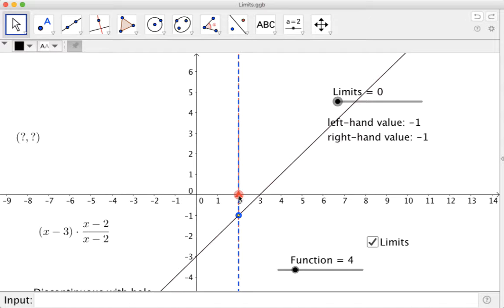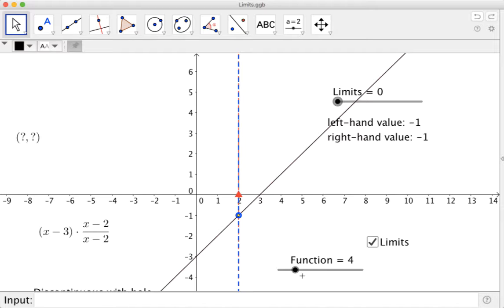And the reason is, as x gets closer and closer to 2, the left and right hand values approach negative 1, and we can get them as close to negative 1 as possible. So the way we would evaluate this limit is by plugging the value of x is equal to 2 into just this part of the function here, which would yield the value of negative 1, which is the limit as x approaches positive 2.